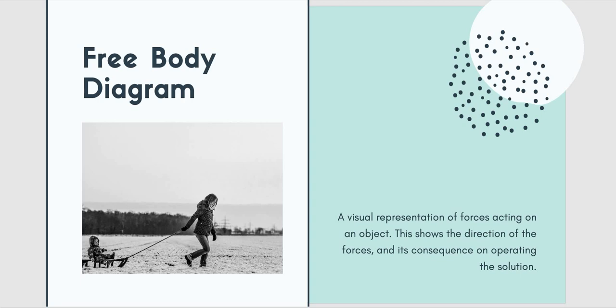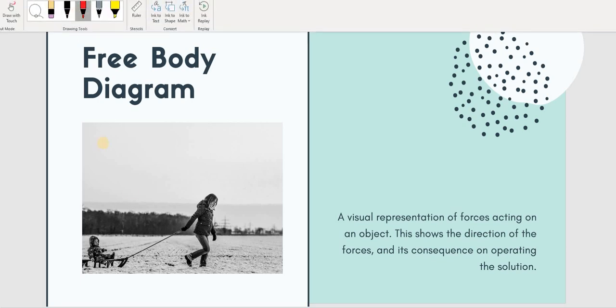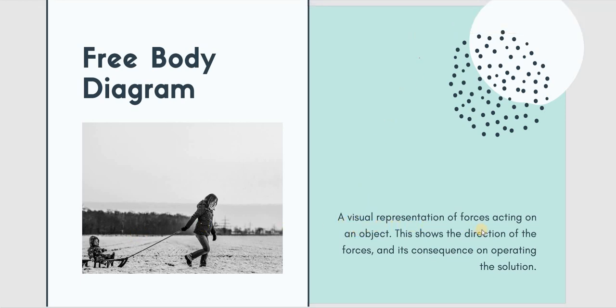What is a free body diagram? When we say free body diagram, of course we have this object. This is a visual representation of forces acting on the object. So we have to draw all the forces acting on the object, showing the correct direction of these. Remember that force is a vector quantity, so it needs a direction. And later on, of course, we'll be working on the total force or the net force acting on the object.